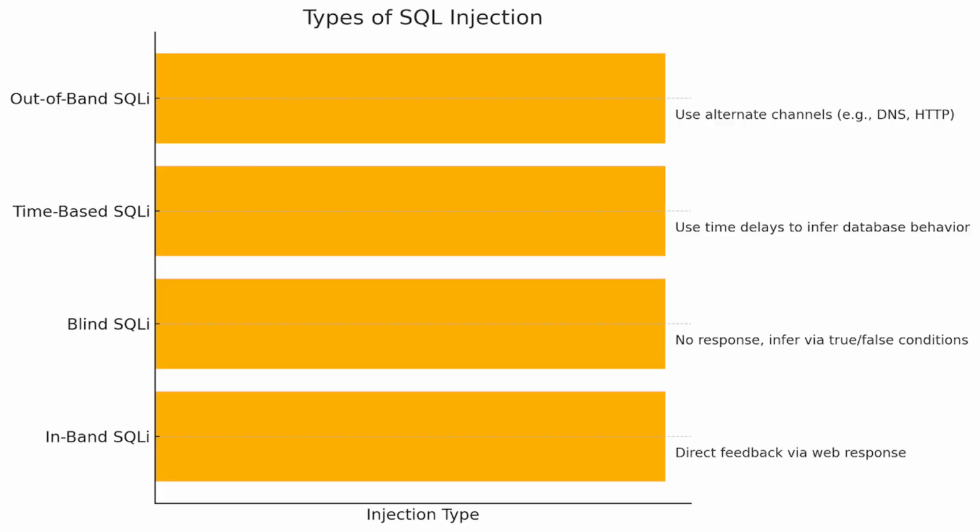There are different types of SQL injection. Number 1, classic or in-band SQL injection. You enter malicious input and see the result directly. Number 2, blind SQL injection. You don't get direct feedback, so you ask yes or no questions and watch the app's behavior. Number 3, time-based SQL injection. You add a delay like sleep 5 to test if the condition is true. Number 4, out-of-band SQL injection. Data is exfiltrated using another channel like DNS or HTTP.